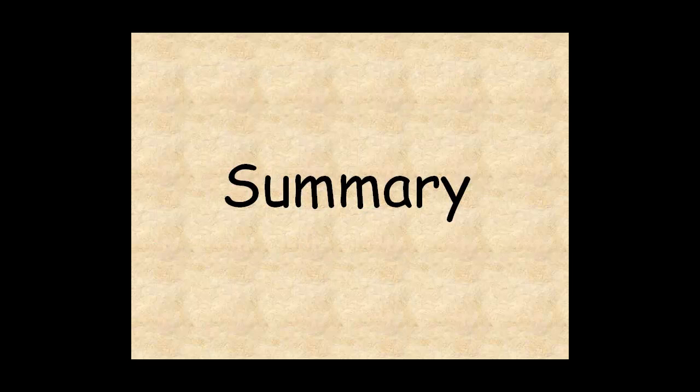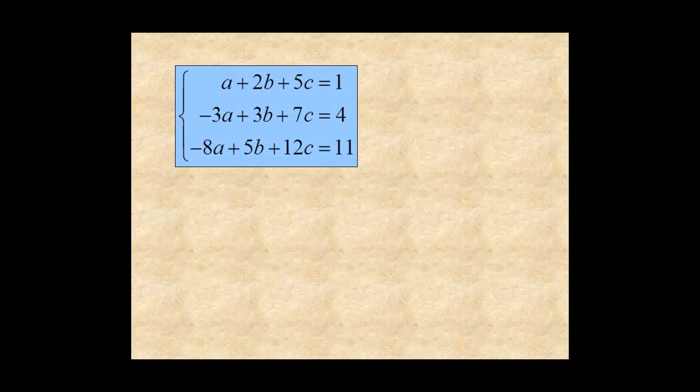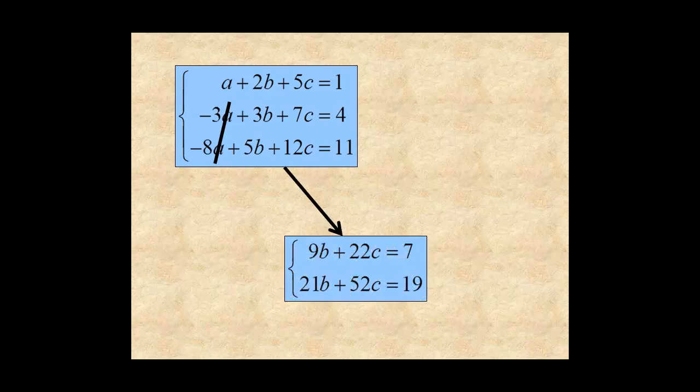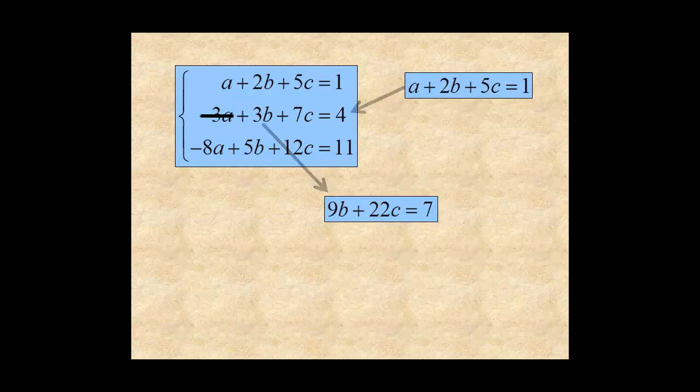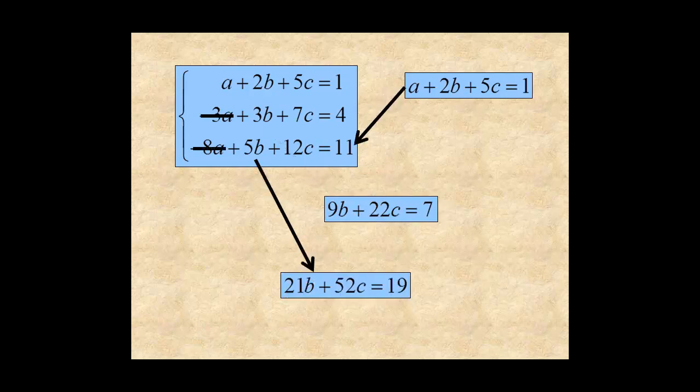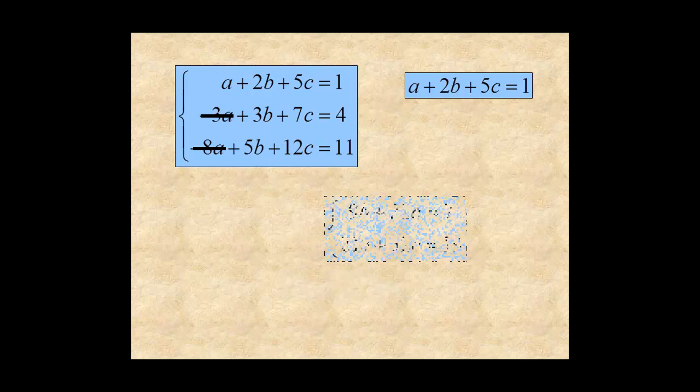To summarize, starting with a system of 3 equations and 3 variables, the strategy is to eliminate one of the variables and get a system of 2 equations and 2 variables. To do this, use the first equation as a tool to eliminate the a variable from the second equation, and then from the third equation. And now you have a linear system with 2 equations, which you know how to solve.